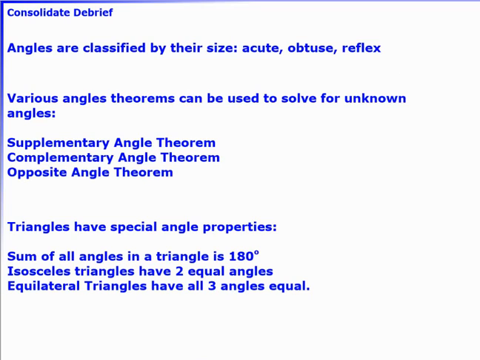Okay, so we're left with this: angles are classified by their size, as acute, obtuse, or reflex. Various angle theorems can be used to solve unknown angles. We can use the supplementary angle theorem, the complementary angle theorem, and the opposite angle theorem. Also, triangles have some special properties. The sum of all the angles in a triangle should be 180. We have isosceles triangles that have two equal sides with two equal angles. We have equilateral triangles that have three equal sides, meaning also having three equal angles.